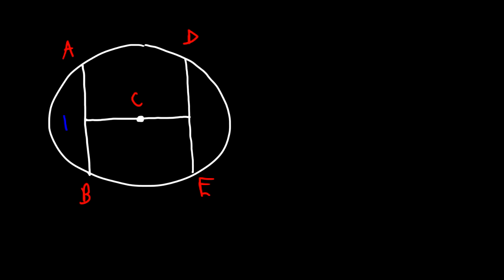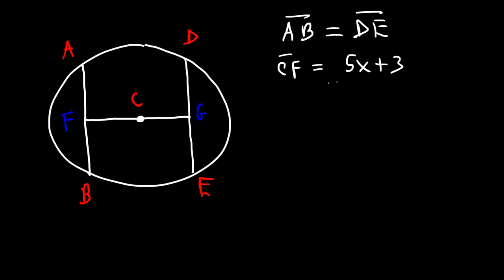Now let's work on some problems. So let's say this is the center, and we have a chord here, and another chord there. Let's call this chord AB and DE. And this is going to be center C. Let's call this point F and G. So let's say that you're given AB is equal to DE. And let's say that CF is equal to 5x plus 3, and CG is equal to 7x minus 5. So with this information, what is the length of, let's say, FG?